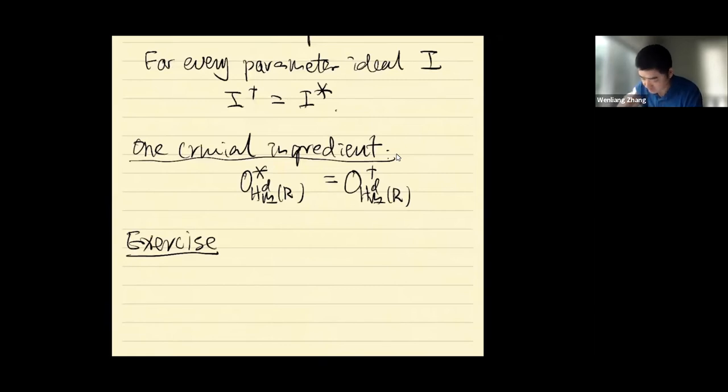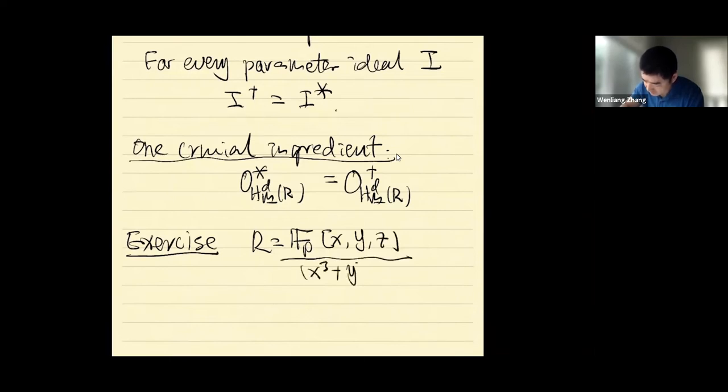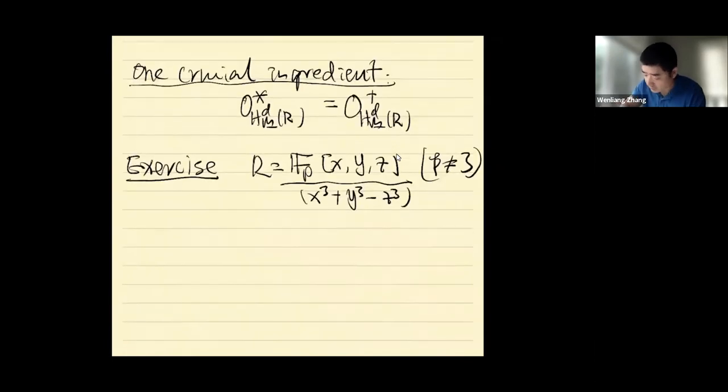Let's say, take my R to be F_p[X, Y, Z] modulo X cubed plus Y cubed minus Z cubed, and p is not three. Like when p is three, it's not a domain. Okay. And calculate.